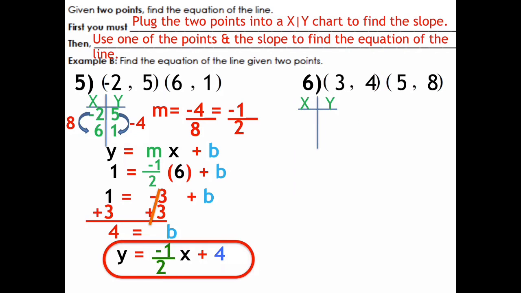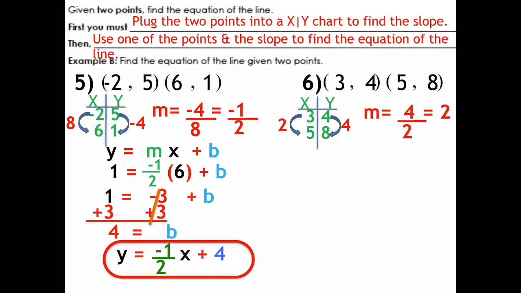Which one should go first? Alright, let's put the 3, 4 first because the 3 is smaller than that 5. Now you can find the change in y over the change in x. So the change in y is 4. The change in x is 2. That's going to give you m equals 4 over 2, which equals 2.